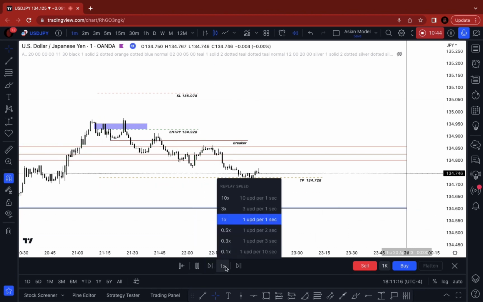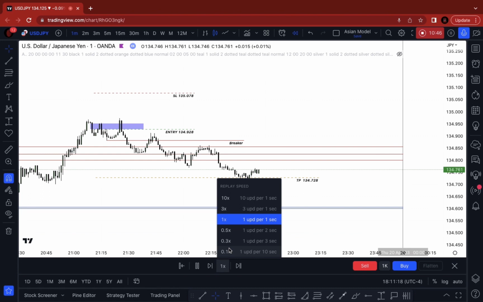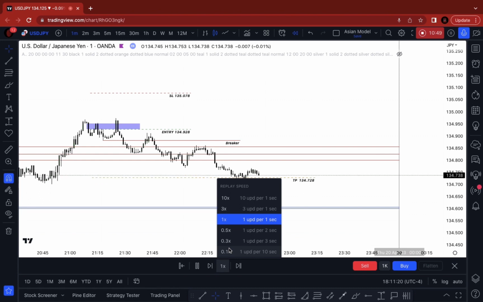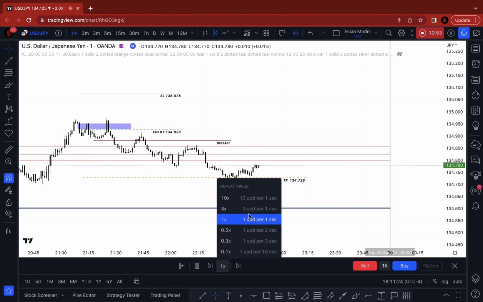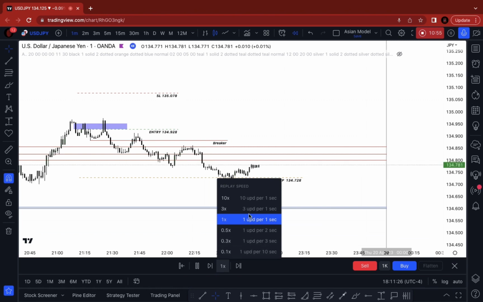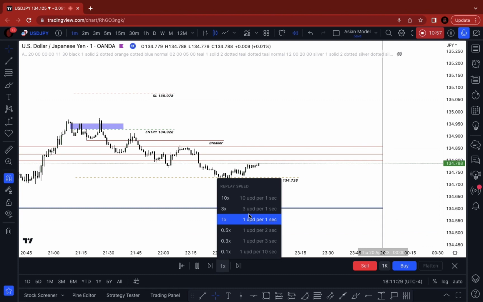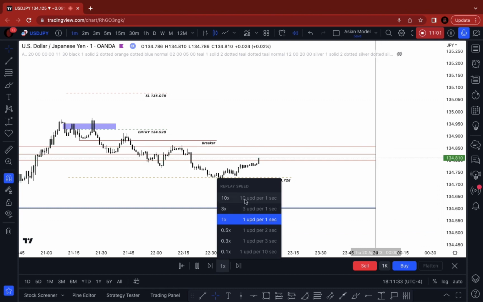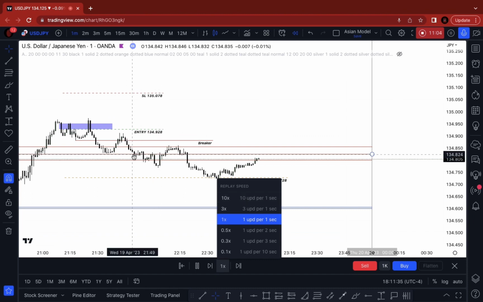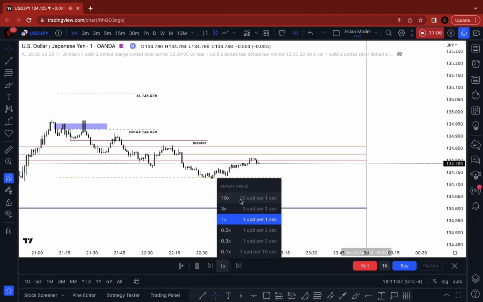Now, does that mean you can catch unlimited pips? Sometimes. Sometimes you get 100, sometimes you get 2, sometimes you get 5. But it's not really realistic to expect that your trades are always going to give you 200 plus pips, 500 pips, 1,000. You're not going to catch that all the time. But there are times where the Asian session model will line up with the overall trend of the market.